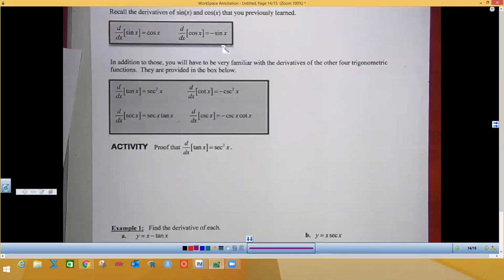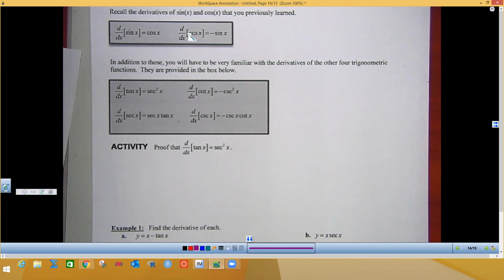But anyway, we are going to be doing the rest of the trig functions. You already had these first two. The derivative of sine with respect to x is cosine x. The derivative of cosine of x with respect to x is negative sine x. And then the derivative of tangent is secant squared. The derivative of secant is secant tangent. And the derivative of cotangent is negative cosecant squared, and the derivative of cosecant is negative cosecant cotangent.